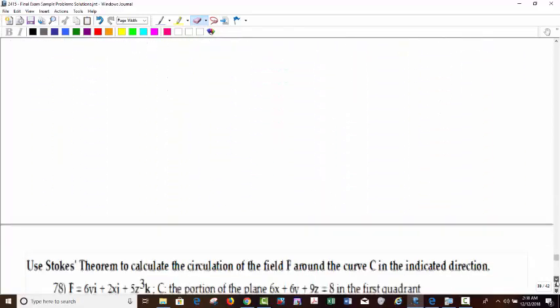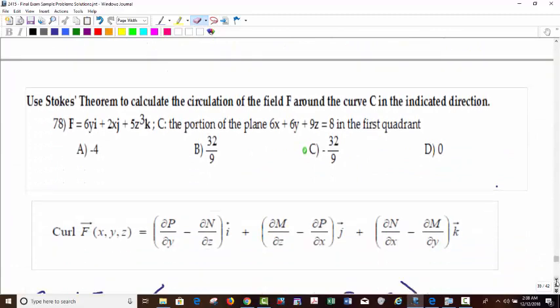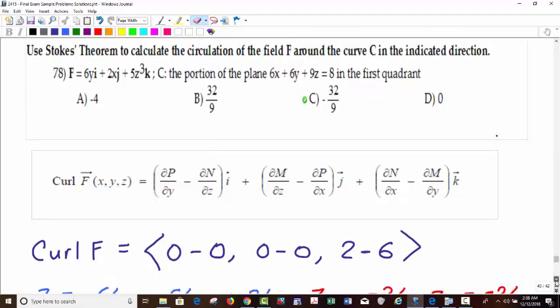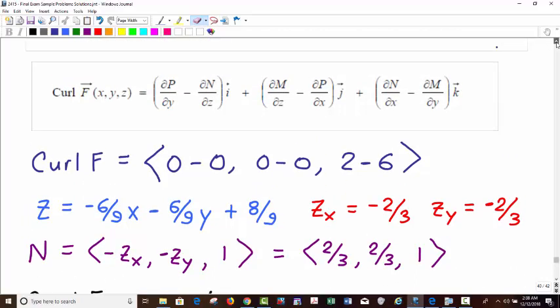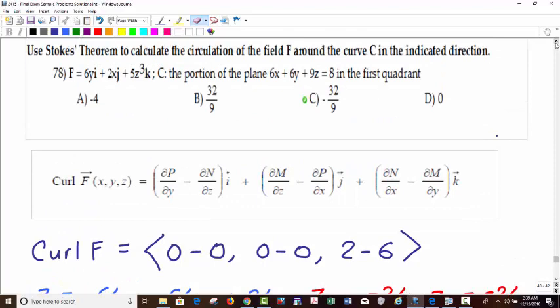All right. Stokes Theorem. We integrate the curl dotted with the normal vector. And the normal vector is going to be negative zx, negative zy, and 1. A lot of these problems in this material produce a lot of zeros for the curl vector, which certainly doesn't hurt my feelings by any means, but the curl's pretty straightforward.